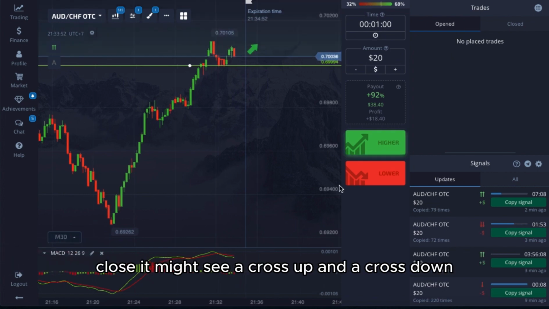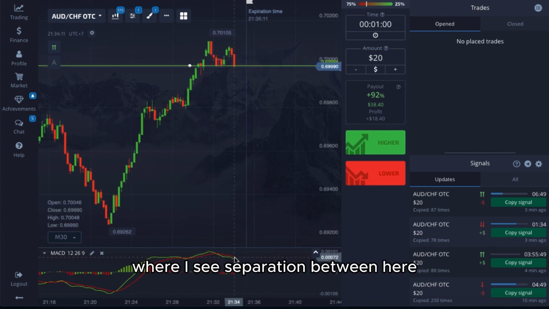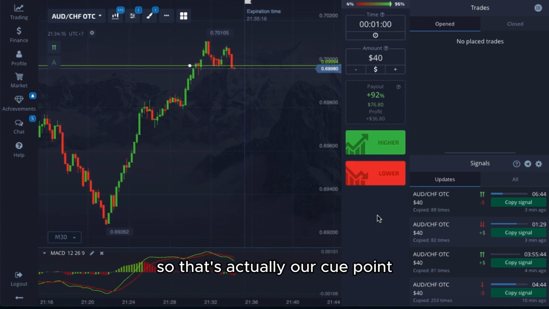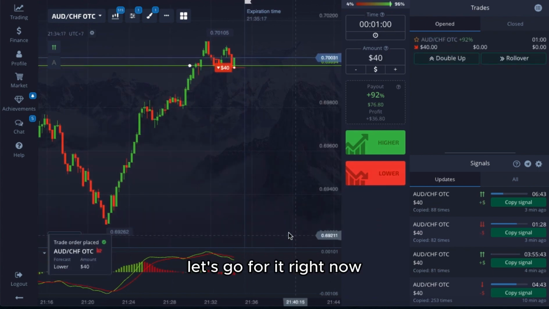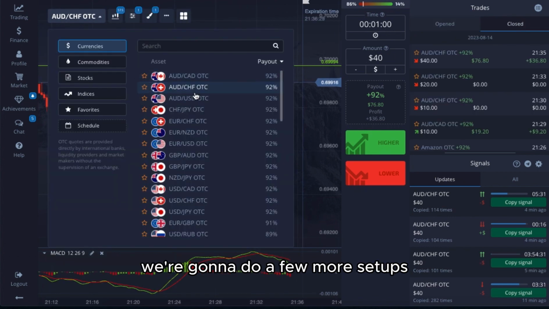We might see a cross up and a cross down. In such case, I'm gonna do the next trade where I see separation between here and a break of the line. So that's actually our Q point. Let's go for it right now. Alright, there we are. Very nice. We're gonna do a few more setups.